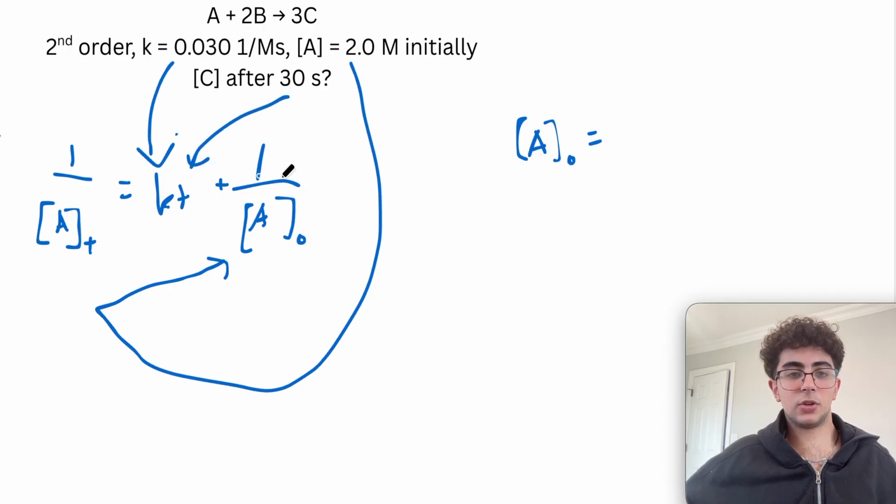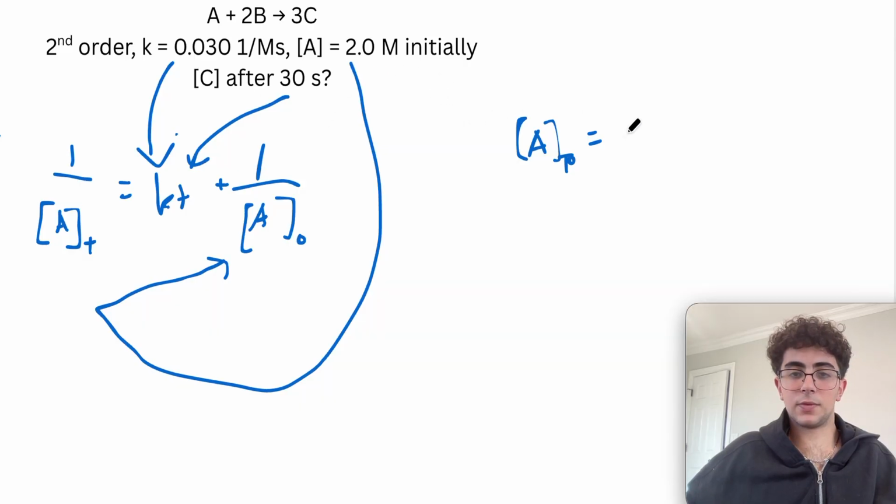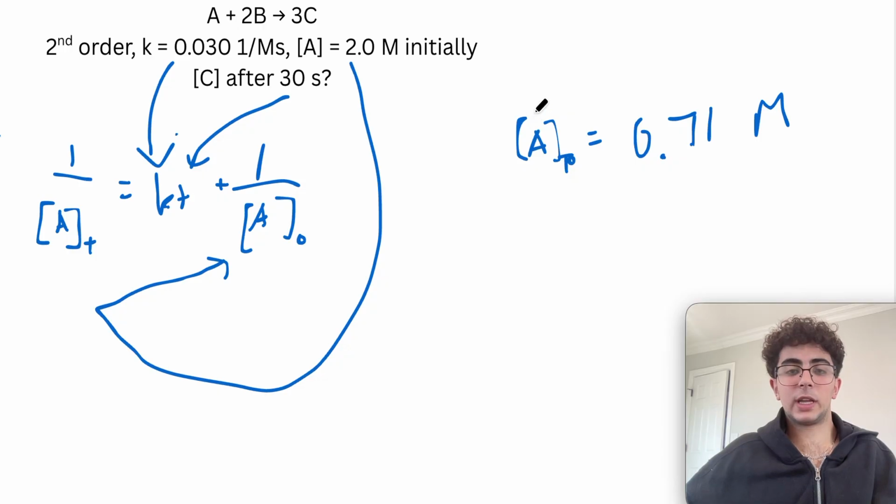So the first thing we do is solve for our A at t. Plugging this into my calculator, I get 1/2 plus 0.03 times 30. So I get the concentration of A at this point is about 0.71. Some students will make the mistake and submit this as their answer, but remember, the concentration of A is the concentration of the reactant, and it's asking for the concentration of the product.